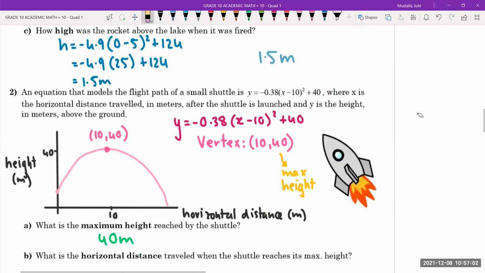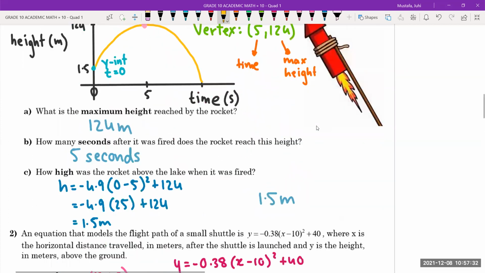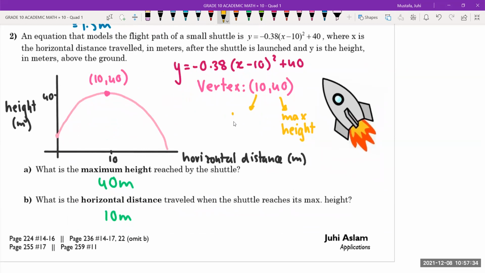Question number 2, it says, what is the horizontal distance traveled when the shuttle reaches its maximum height? So I want to hear, Saran? 10 meters. So it goes 10 meters horizontally before it reaches a maximum height of 40 meters. You guys notice we didn't do any calculations for that. We just read it off the vertex. So again, this number here in this question is going to tell me, what did I write up here? The time. And then this question, it's going to tell me the horizontal distance. So can I just write HD for horizontal distance?